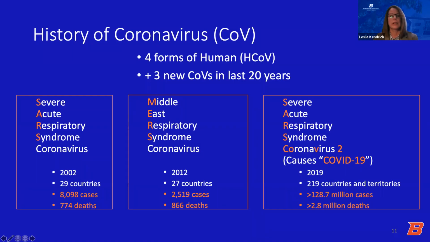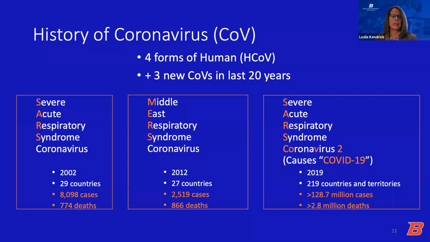So historically, there have been four types of coronavirus that humans have been particularly susceptible to. They've generally caused very minor signs and symptoms, and our immune systems have taken care of them pretty easily. In the last 20 years, we have had three new coronaviruses that have popped up. And so we'll talk just a bit about those.